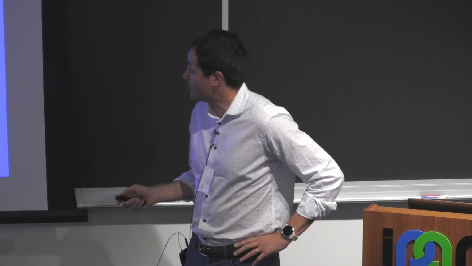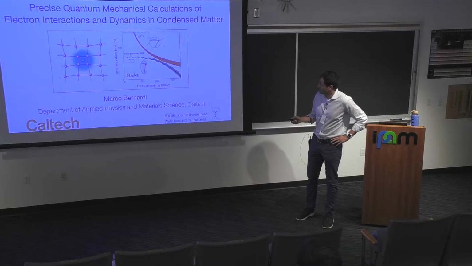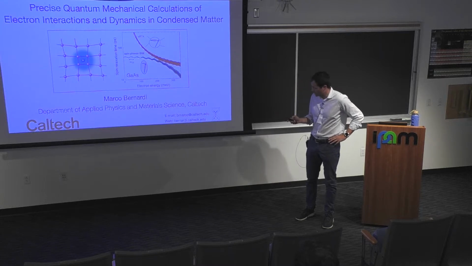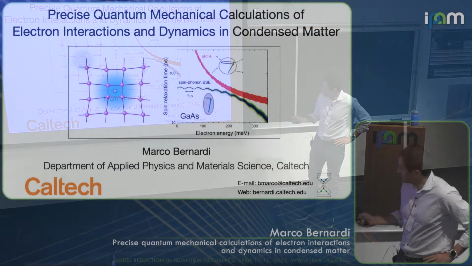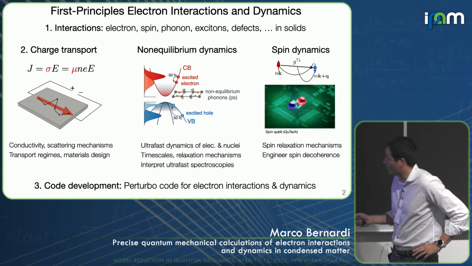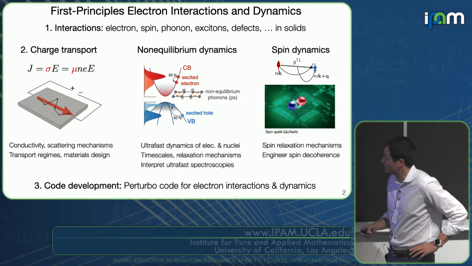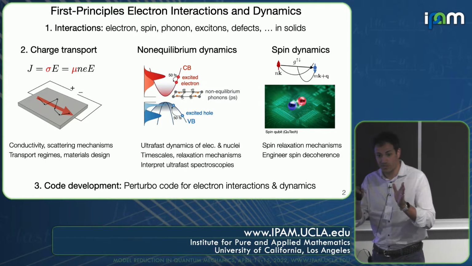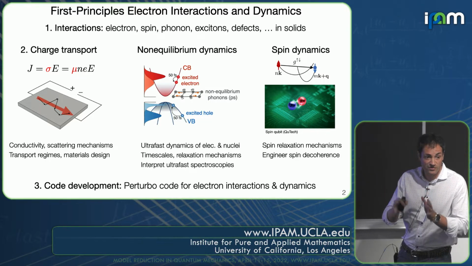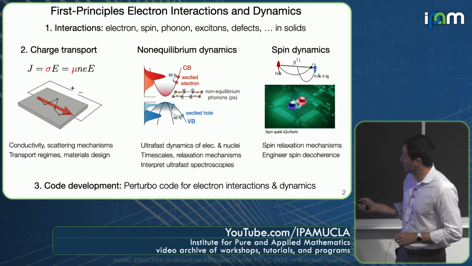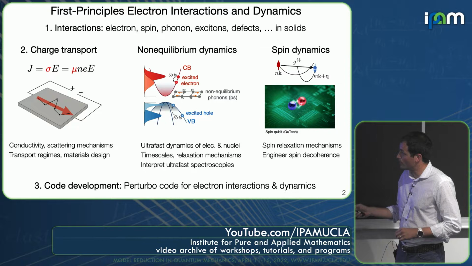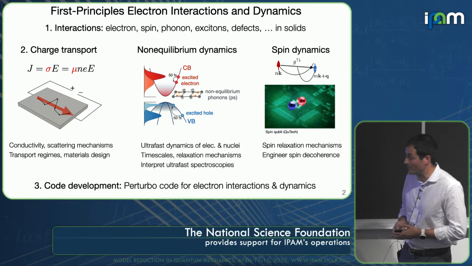Today I will talk about quantum mechanical calculations of electron interactions and dynamics in condensed matter. Okay. So my group works extensively on this topic. One goal is we compute the interactions between the electrons, spin, the atomic vibrations, so-called phonons, and other excitations. And with these interactions, we study various physical phenomena.